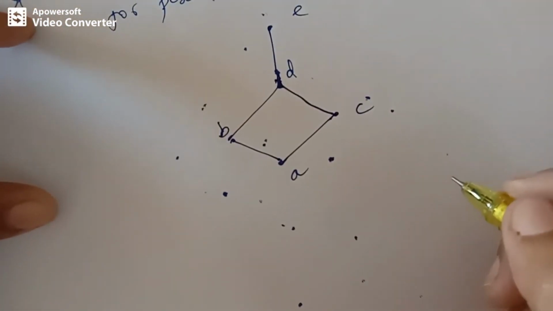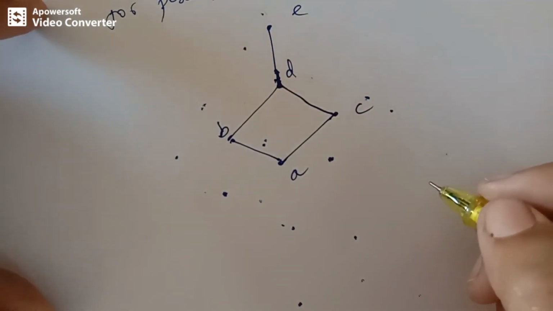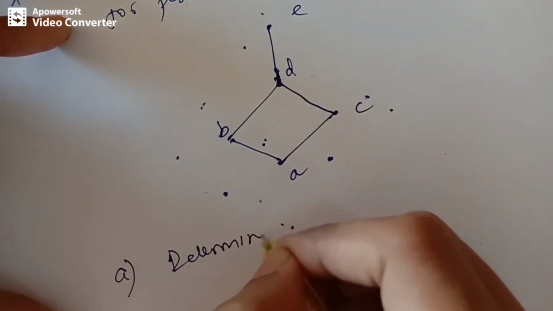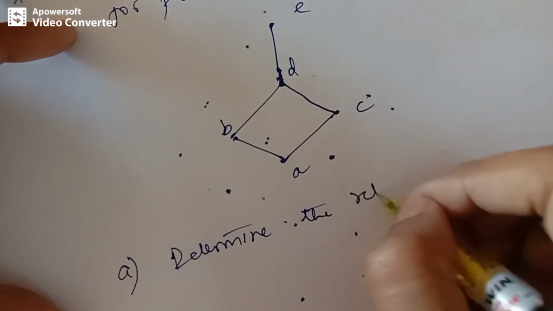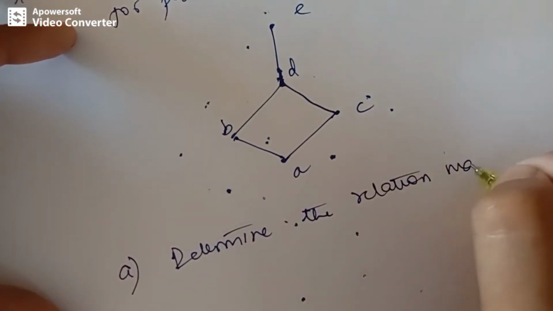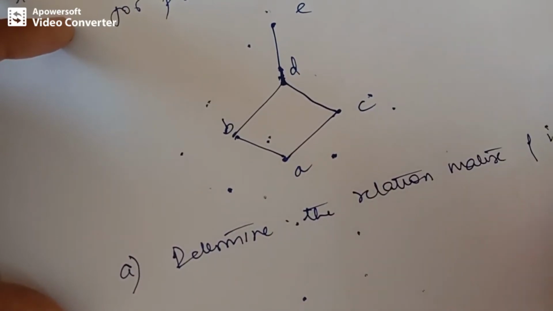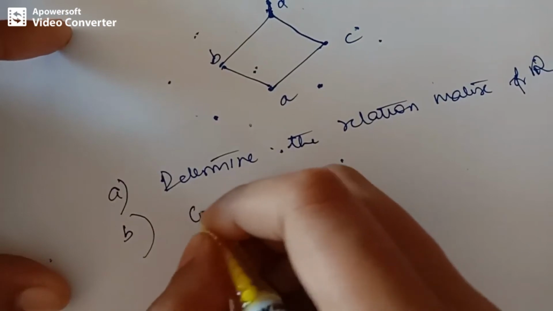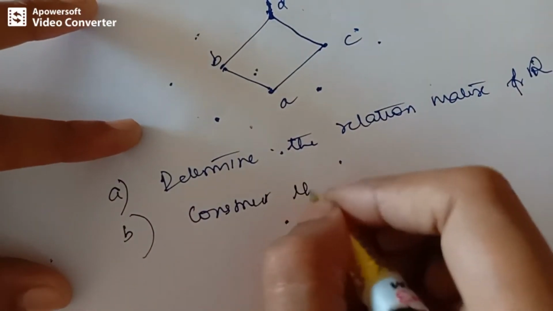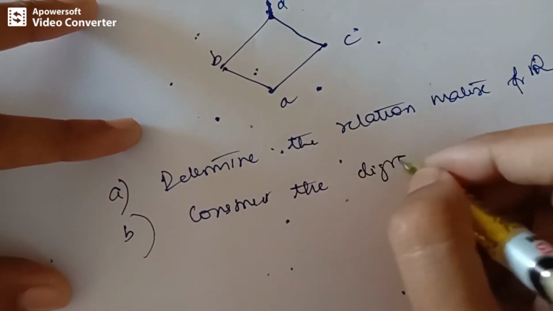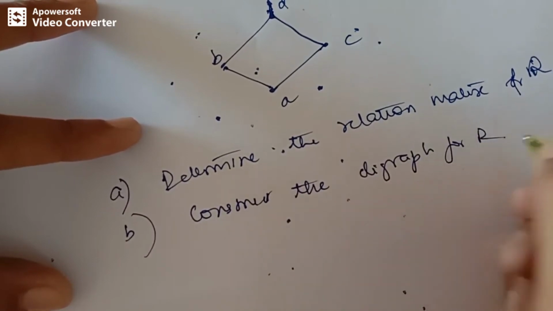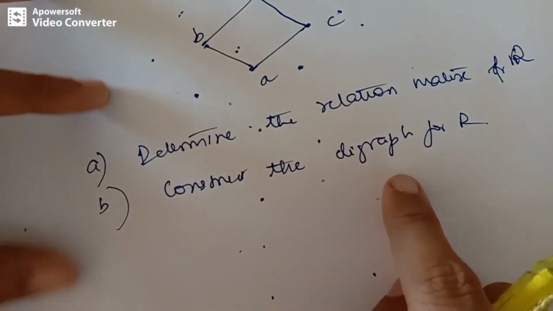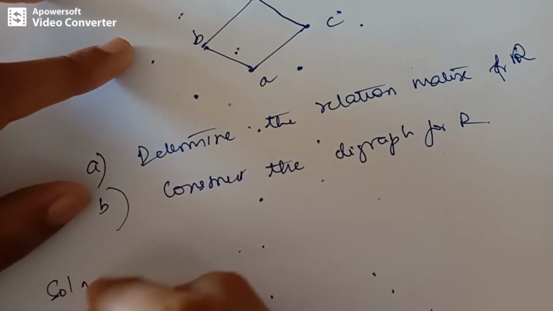Now we can write the relationship, right? So in this question they have asked you to determine the relation matrix for R, and also to construct the diagram for R. So you have to write the relation matrix and construct the diagram for this Hasse diagram. So first step is to write the relation.